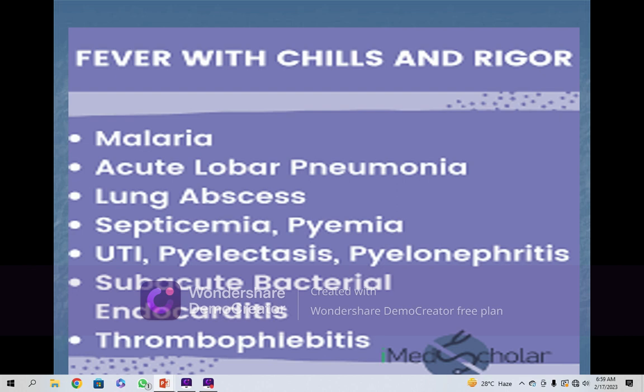that is, the stasis of urine in the urinary tract will cause multiplication of the bacteria. Pyelonephritis is an infection localized to the kidneys and the tubular system. Then subacute bacterial endocarditis, because of the limitation of the infection to the endocardium, and thrombophlebitis or indwelling catheters which are infected. These are a few examples which are given with fever, chills and rigors.